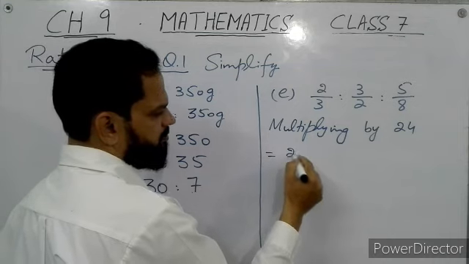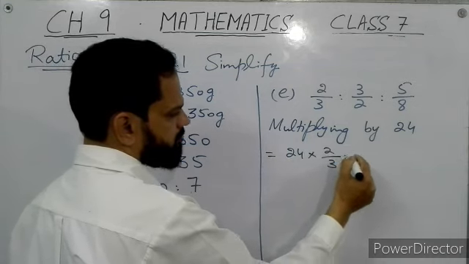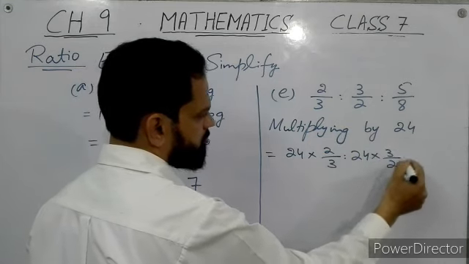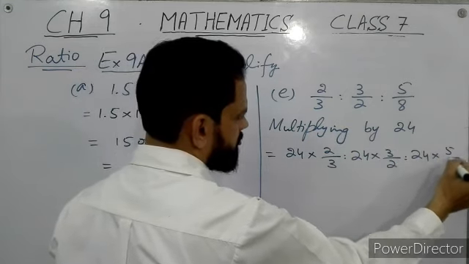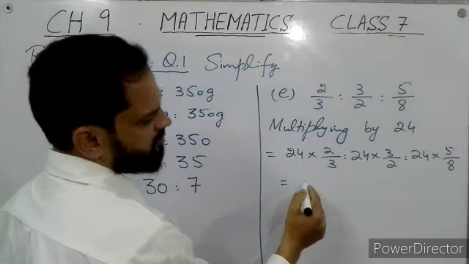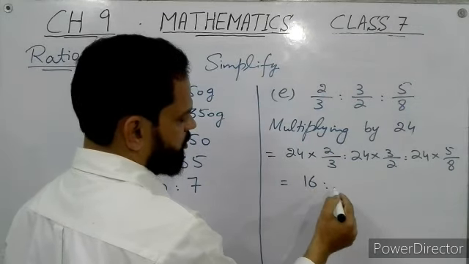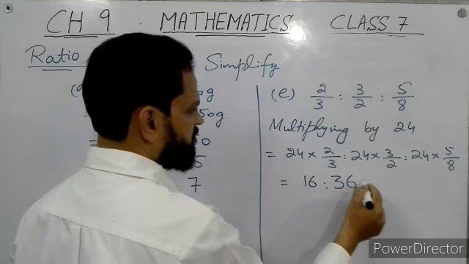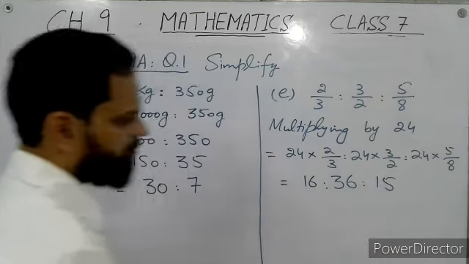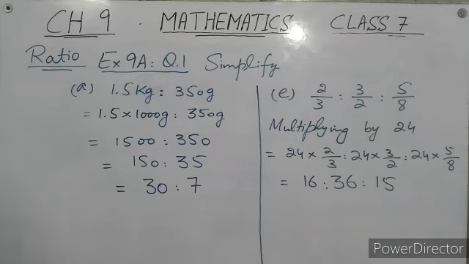Multiplying by 24 to get 16 is to 36 is to 50. Now in simplification of a ratio, terms of the ratio must be integers. 16, 36 and 50 are integers. Second step is 16, 36 and 50 must have no common factor other than 1.